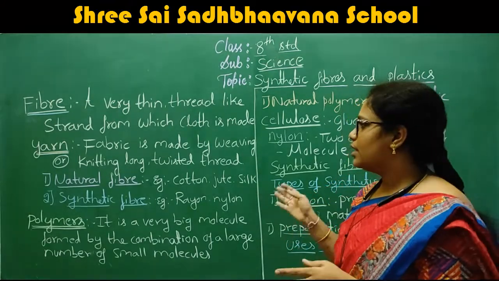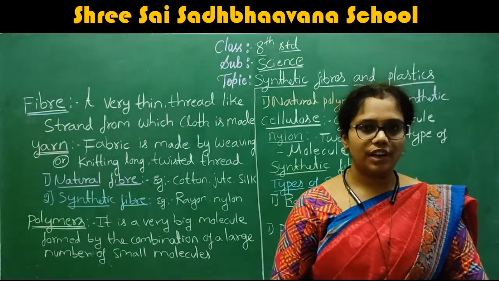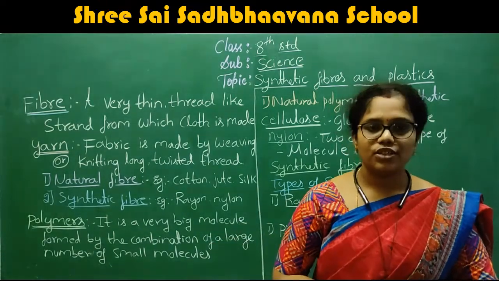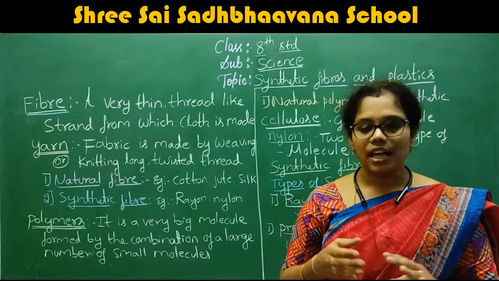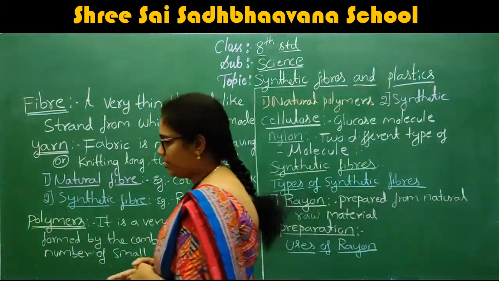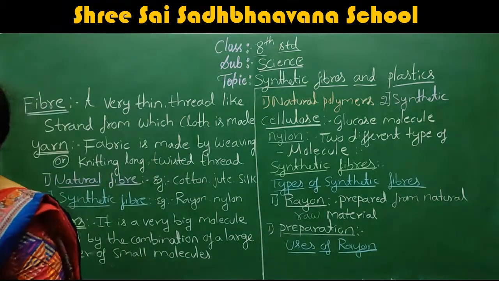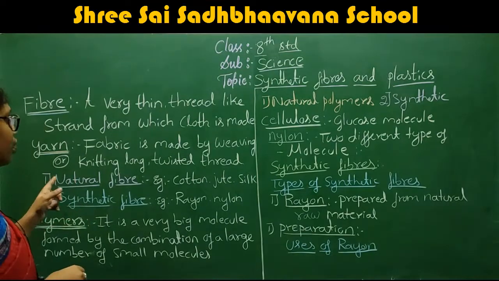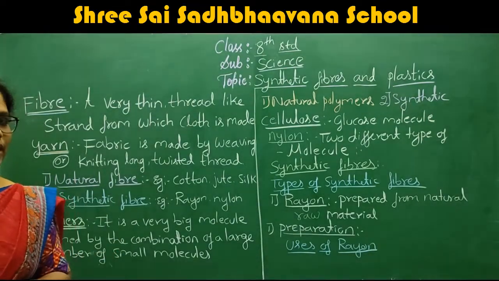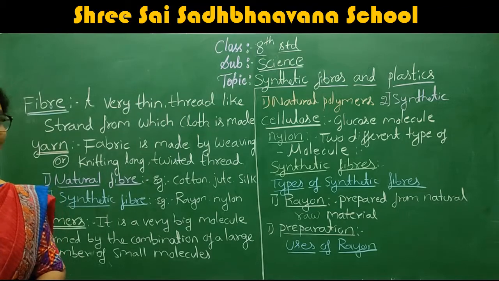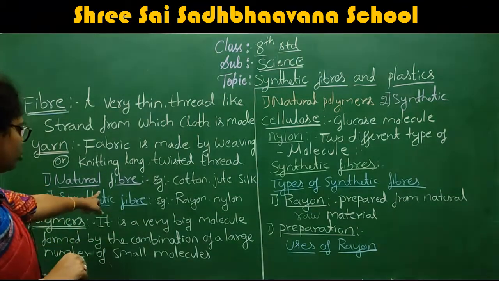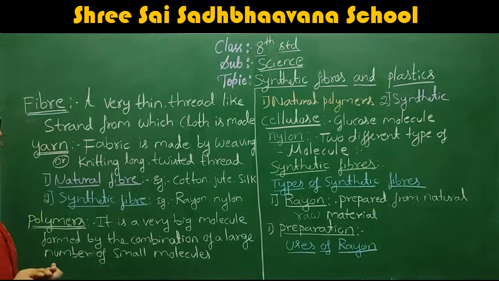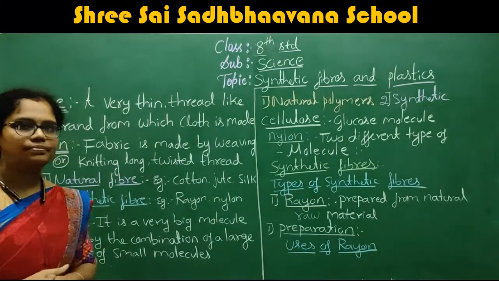First we will discuss natural fiber, then we will go on to the synthetic fibers. First, you should understand the definition of fiber. What is the definition of a fiber? A very thin thread-like strand from which cloth is made, that we call a fiber. In fiber, there are two types: natural fiber and synthetic fiber. First, we are going to discuss natural fibers.